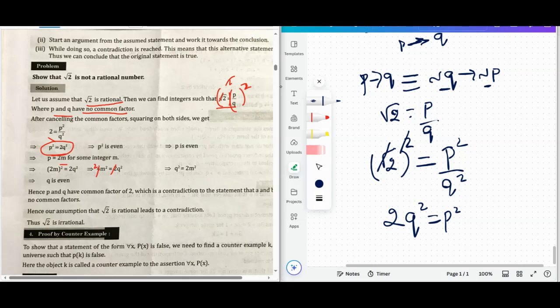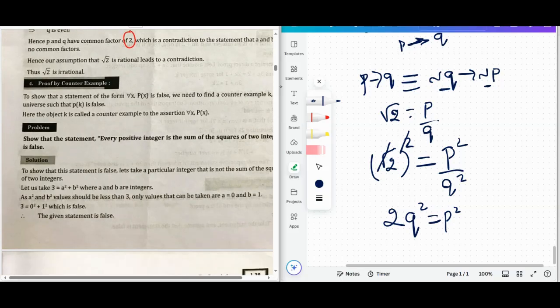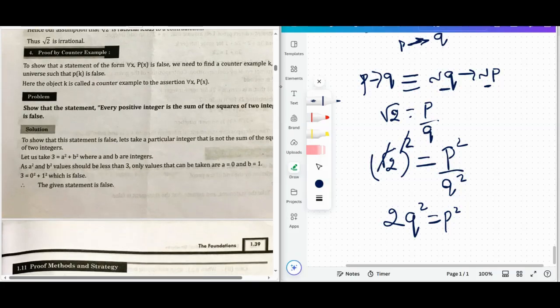Means what? q square is even, means q is also even. Hence p and q have a common factor 2, which is a contradiction to our statement. Therefore our assumption is a contradiction. Therefore root 2 is irrational. Then we have the proof by counterexample.